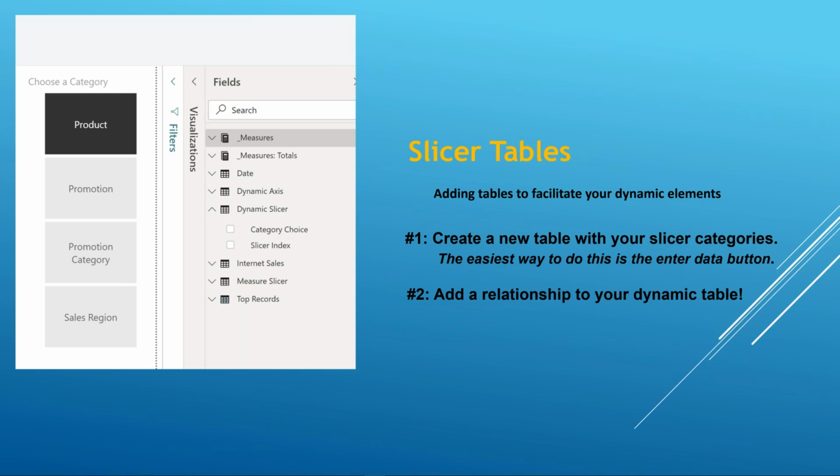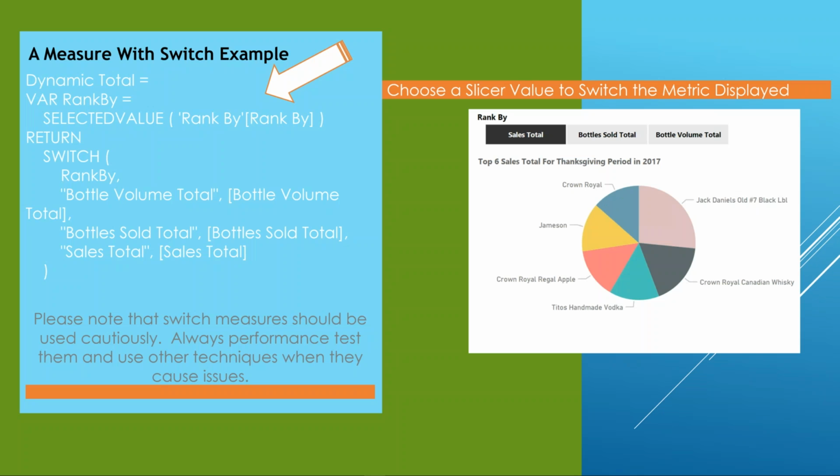Make sure you add a relationship to your dynamic table, because if you don't, that slicer isn't going to do anything. Then you add the category into a slicer visualization. And here's an example of how that works. Here we have a slicer table that was created for rank by, and basically it's choosing what is being shown in the visualization below. It's either going to be by sales, by bottle sold total, or bottle volume total. And the numbers will change depending on which one of those you choose.